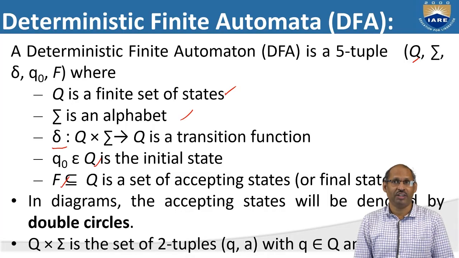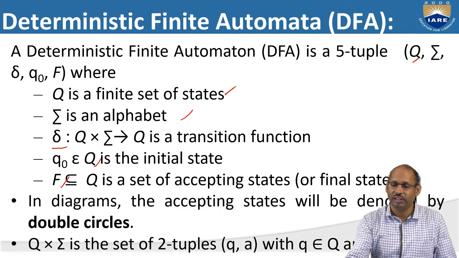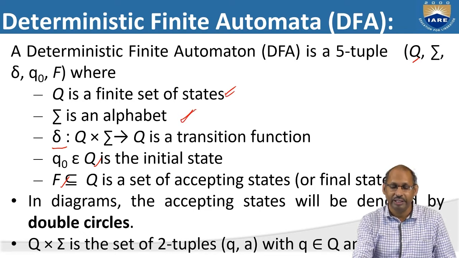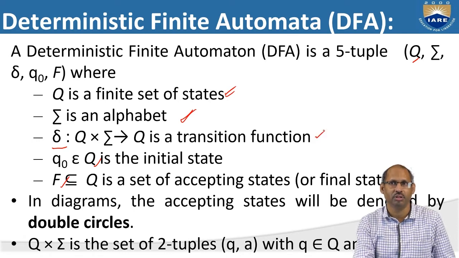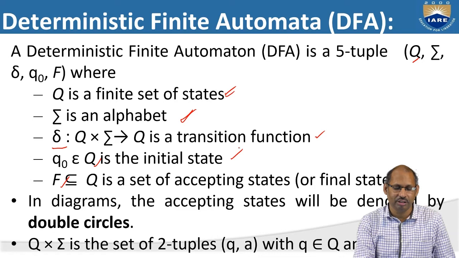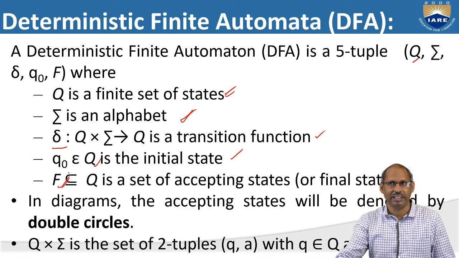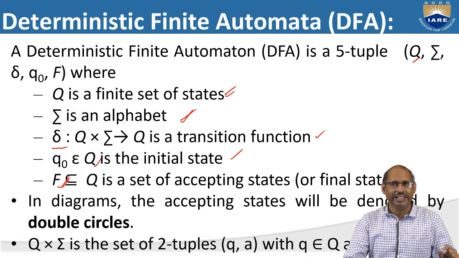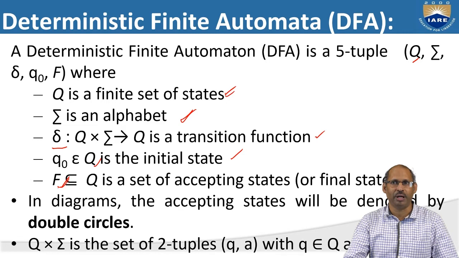We have already discussed the 5-tuple notation. What is the 5-tuple notation? A set of states, an alphabet, a transition function, an initial state, and a set of final states. A deterministic finite automaton always says that each state on each input symbol should give one and only one output transition.